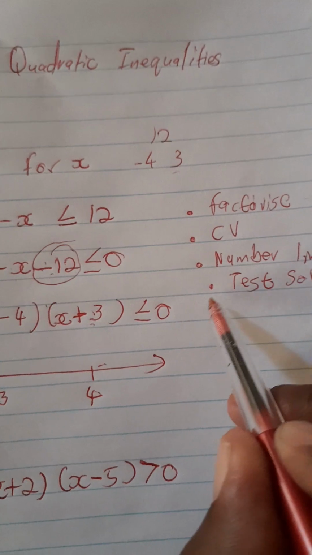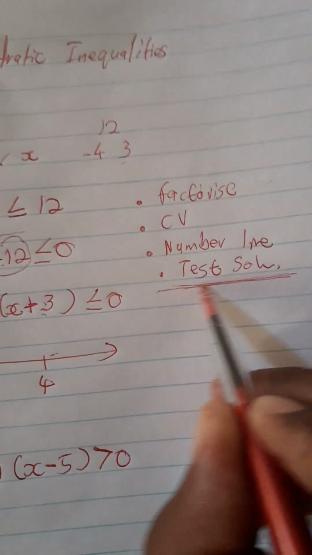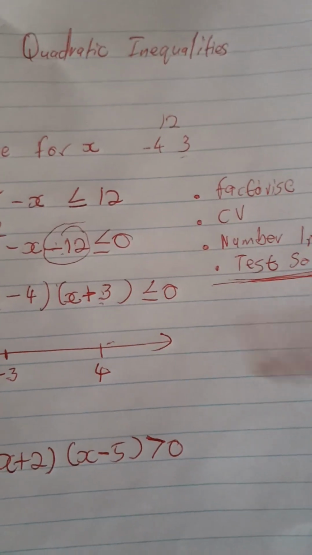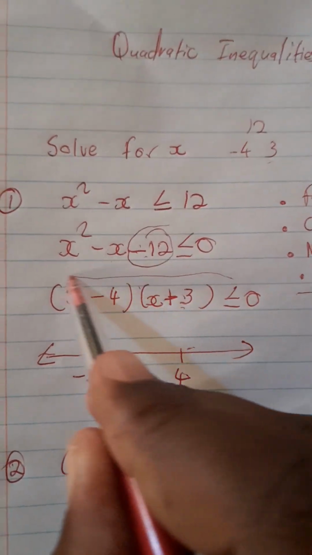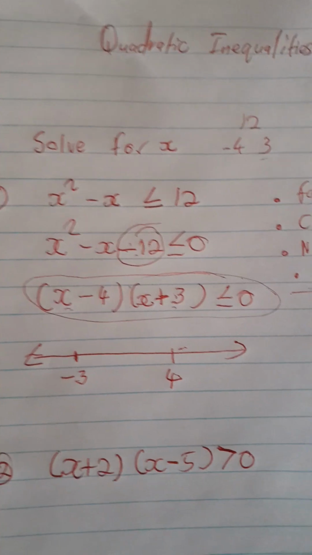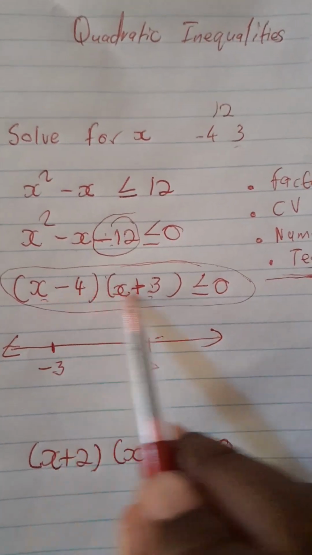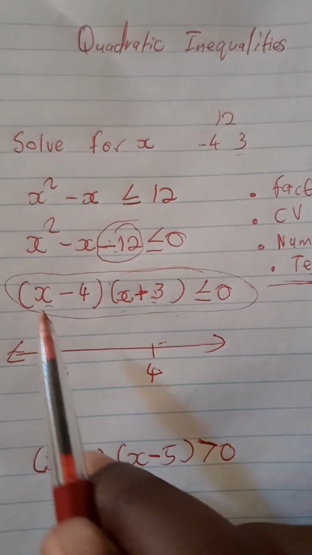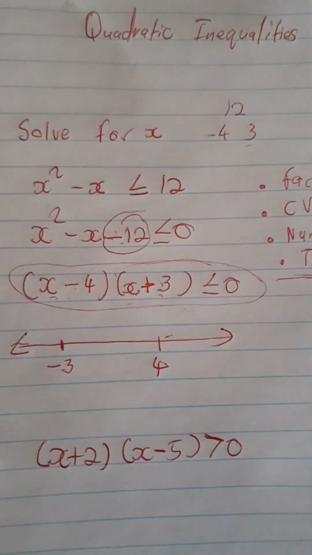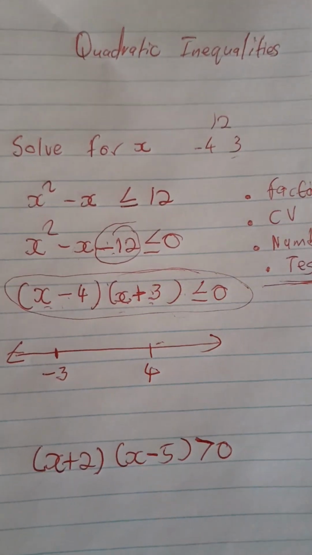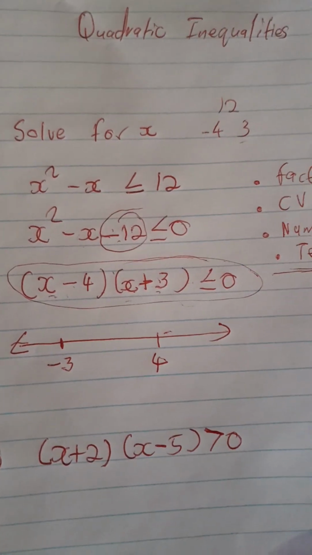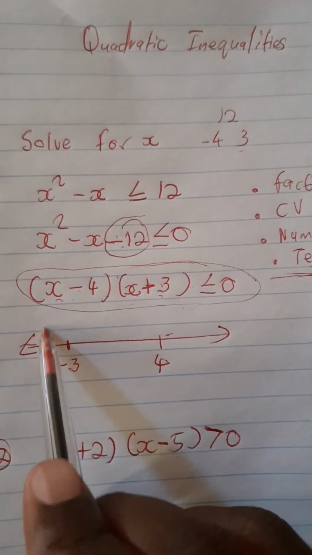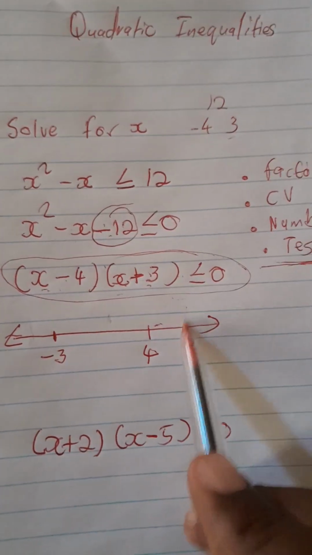Then the fourth step will be to test the solutions. How do we test the solutions? Remember, we need to take note of this. This left hand side is less than 0. It's negative, meaning the product of these factors must be negative. How do we test that? There are 3 regions that we must check. We could call this region A, region B, and region C.